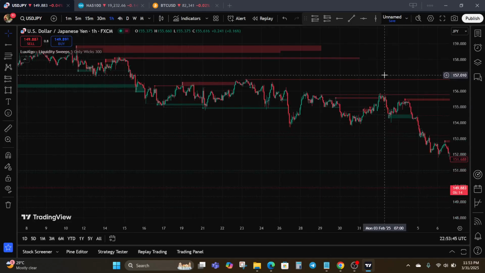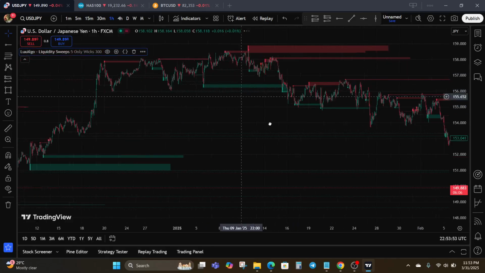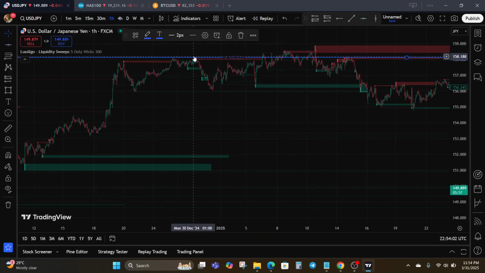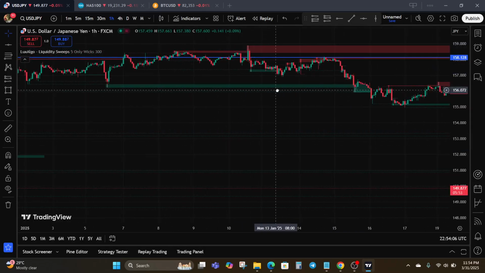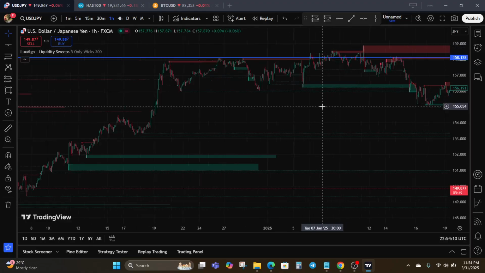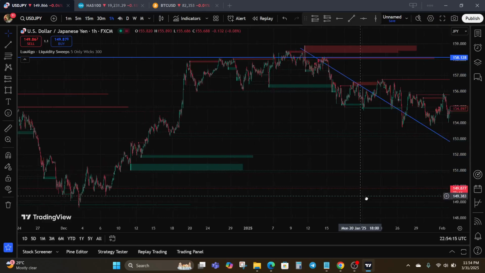So, in such scenarios, when the big guys have pushed price into areas where retail traders set their stop losses, you can see that we had a resistance zone around here. Rejection, rejection, rejection. But here, you can see that there was a liquidity sweep. Price rose above the resistance, and suddenly afterwards, a decline began significantly, right?